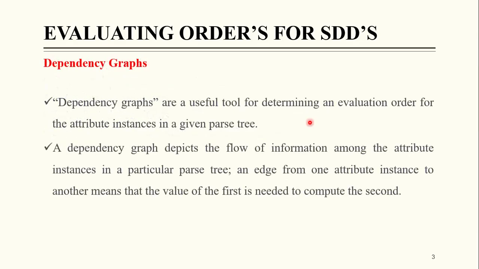Let's see the first topic, that is, what is a dependency graph. Dependency graphs are a useful tool for determining an evaluation order for the attribute instances in a given parse tree. A dependency graph depicts the flow of information among the attribute instances in a particular parse tree. An edge from one attribute instance to another means that the value of the first is needed to compute the second.